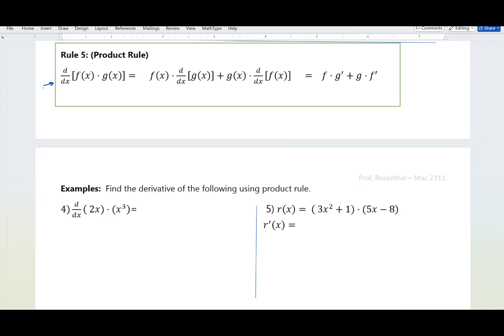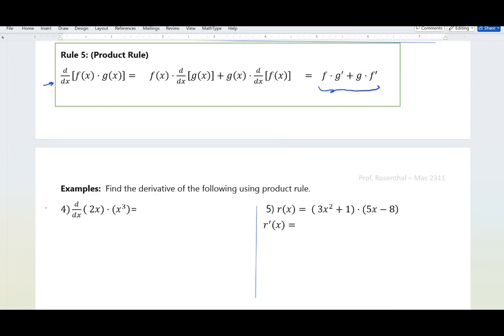Like when we had a plus or minus in the middle, we could distribute the derivative operator over each one. But when it's a product, you couldn't just say the derivative of f of x times g of x is f prime times g prime. It just doesn't work. Instead, there is this complicated looking formula here. But let me first explain why we have to have that.